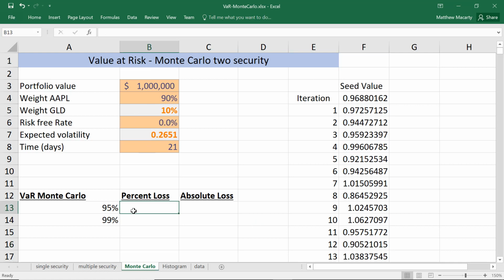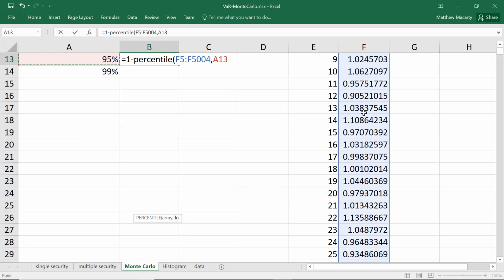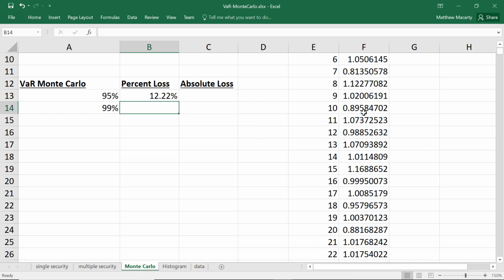All right, to calculate this in terms of VaR, we're going to do two VaRs. We're going to do a 95% and a 99%. To do that, I'm going to use the percentile function and take 1 minus percentile. It takes two arguments, an array and a k. So here's my array. And then my k is going to be 1 minus 95%, so the fifth percentile. Okay, so we can see in that simulation, the 95% loss expected here is 12.2%.